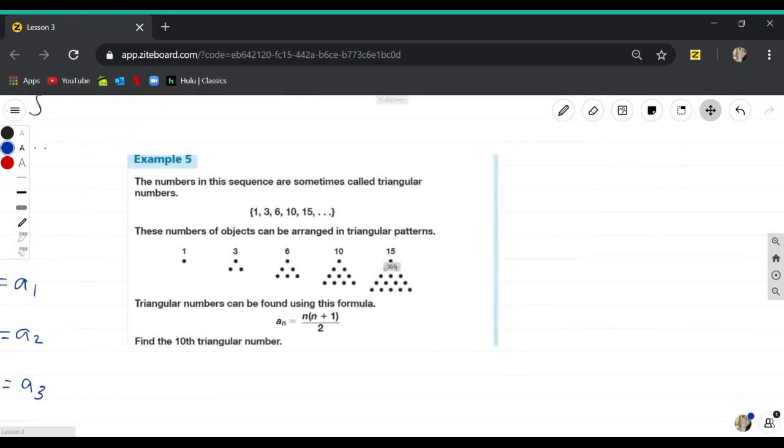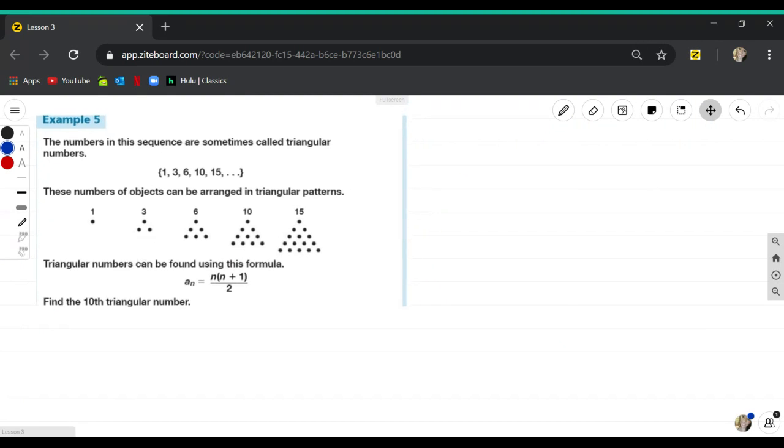So our next example says this. The numbers in the sequence are sometimes called triangular numbers. So we have the sequence 1, 3, 6, 10, 15, and so on, right? These numbers of objects can be arranged in triangular patterns. Triangular numbers can be found using this formula. I'm going to write it up here. a sub n is equal to n times n plus 1 all over 2, right? So it's asking us to find the 10th triangular number.